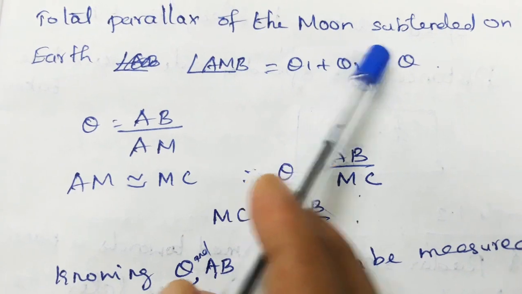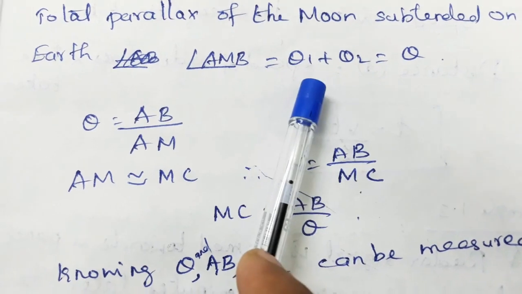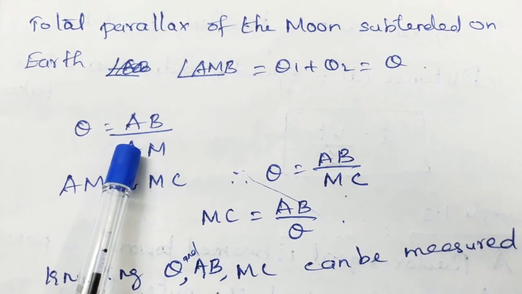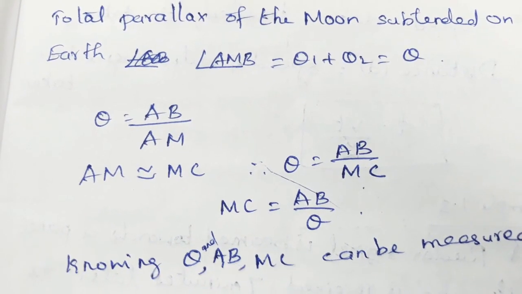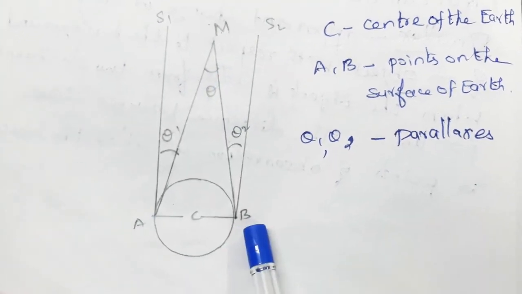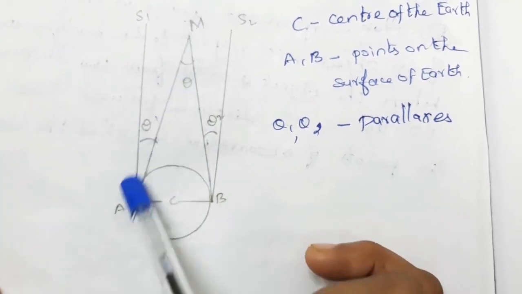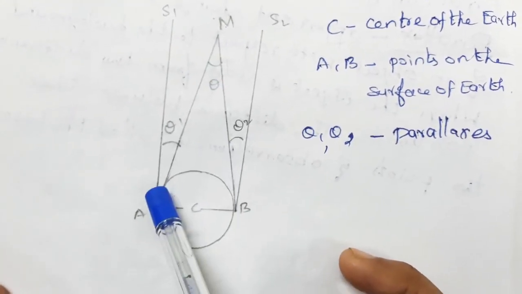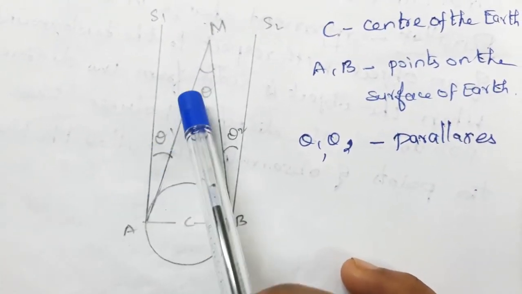Total parallax of the moon subtended on the earth, angle AMB, is equal to theta 1 plus theta 2, equal to theta. From the figure, theta can be written as theta equal to AB by AM. But AM is approximately equal to MC. Our aim is to calculate MC. So, MC and AB are approximately equal since theta is very small. So, we can replace the AM by MC.